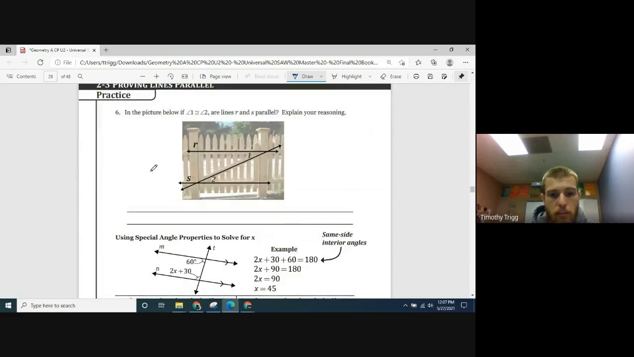Let's look at angle 6. It's not much different. Here it says, in the picture below, if angle 1 is congruent to angle 2, are lines R and S parallel? Explain your reasoning. So angle 1 and angle 2 are congruent. So this is congruent to this.